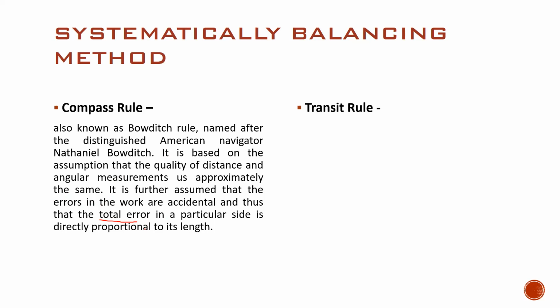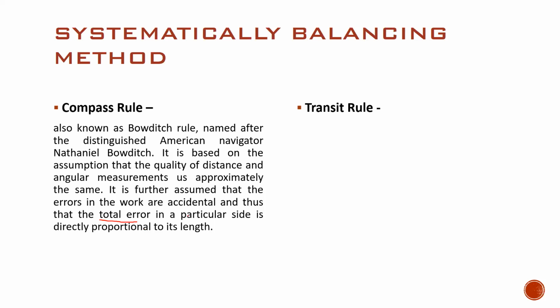So, pag compass rule yung kino-consider natin, ang ina-assume natin is nagkaroon ng accidental. Ibig sabihin, hindi natin alam kung sino yung mas pinakamaraming na-commit na error. So, nagbe-base tayo dun sa proportionality. Ibig sabihin, pag mahaba yung length, mas mataas rin yung error natin. So, that is the compass rule. Again, yung total error dun sa particular side na yon is directly proportional to its length.